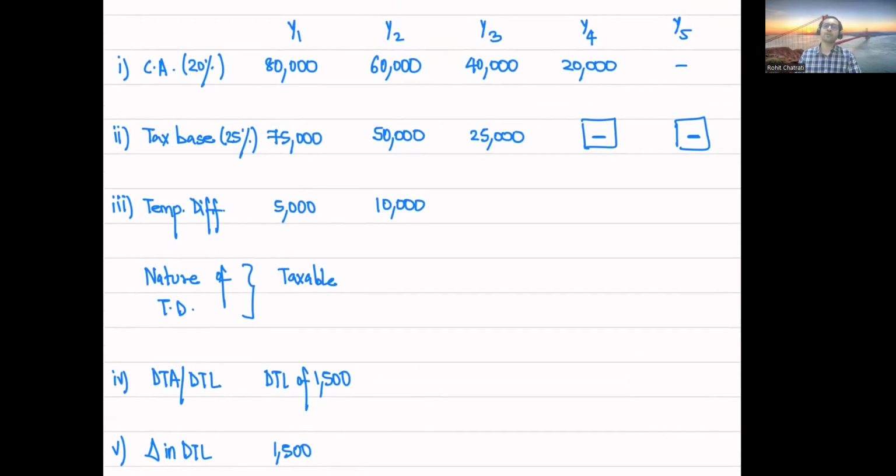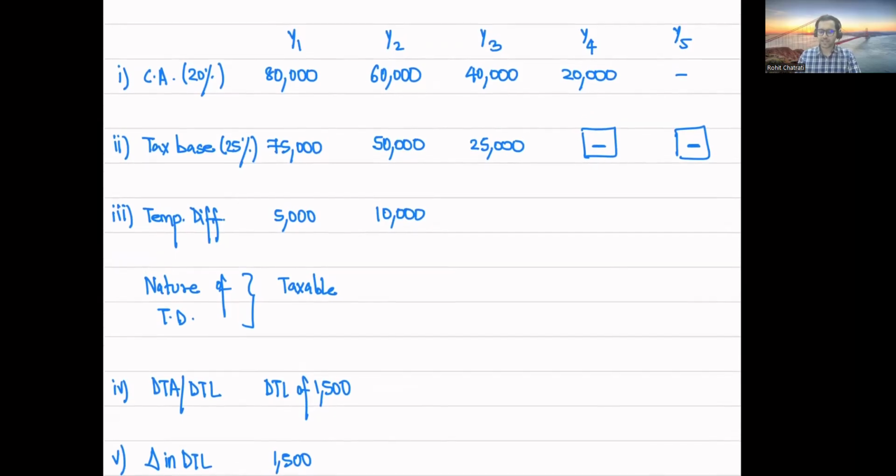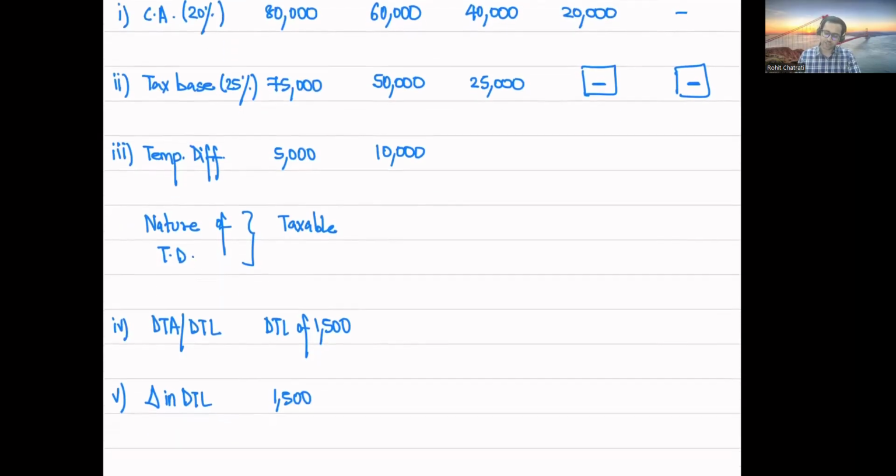So as at the end of year 2, I am of the belief that I will have future taxable sales or future taxable income of 60,000. Against that, I'm going to have a future tax deduction of 50,000. Therefore, my net future taxable profit is 10,000. Therefore, the nature of temporary difference over here is also a taxable temporary difference.